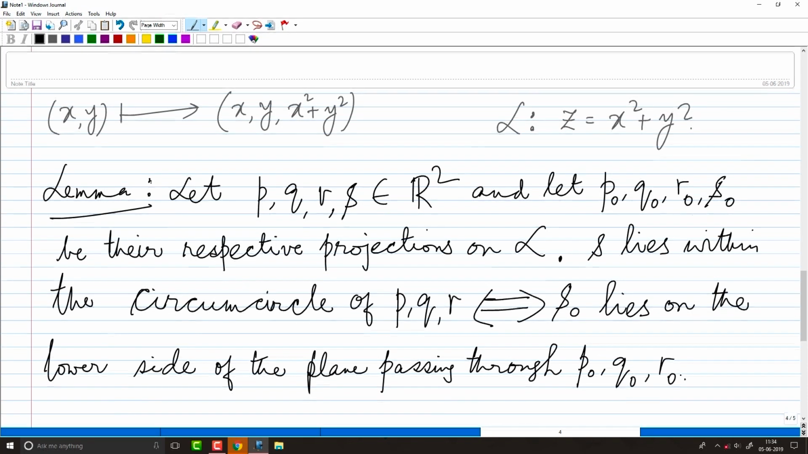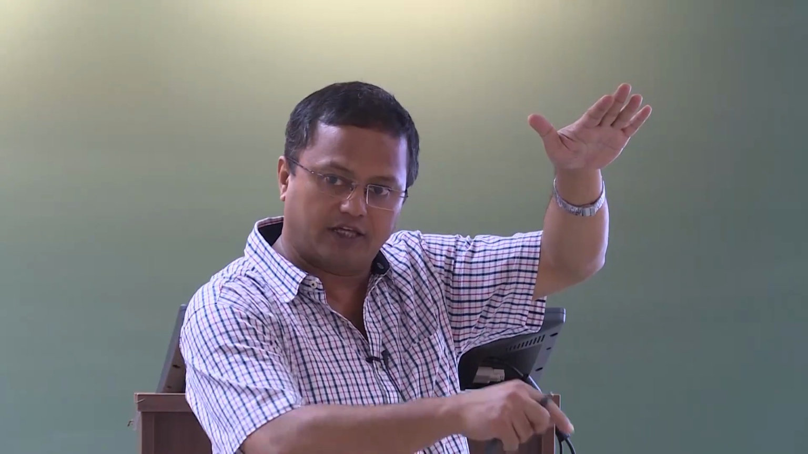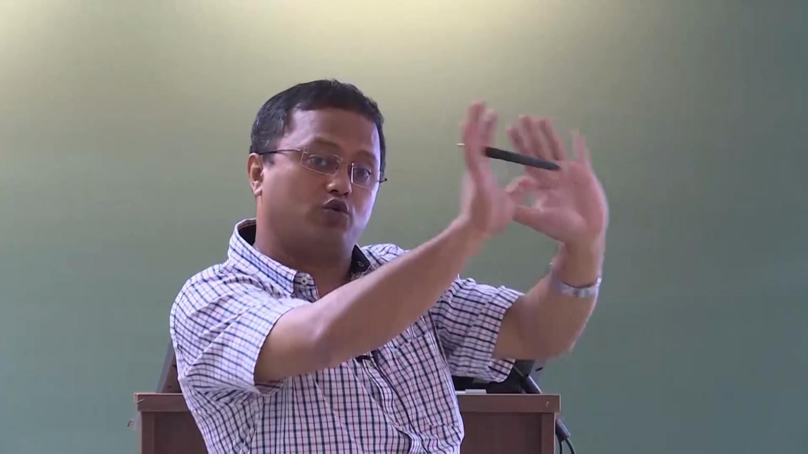So, now this, if you lift this P Q R onto the paraboloid, right, it is 3 points in R 3. So, there will be a plane going through it, fine. Now, my claim is if S lies within the circumcircle of P Q R, then this S naught. So, what is S naught then? S lifted onto the surface of the paraboloid, remember it, everything goes onto the surface of the paraboloid, right. So, this S naught is going to lie.